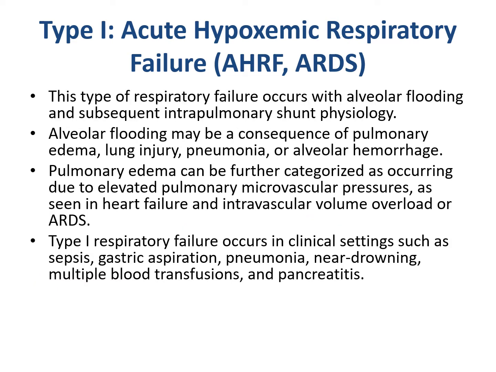This type of respiratory failure occurs with alveolar flooding and subsequent intrapulmonary shunt physiology. Alveolar flooding may be a consequence of pulmonary edema, lung injury, pneumonia, or alveolar hemorrhage. Pulmonary edema can be further categorized as occurring due to elevated pulmonary microvascular pressures, as seen in heart failure and intravascular volume overload, or ARDS. Type 1 respiratory failure occurs in clinical settings such as sepsis, gastric aspiration, pneumonia, near drowning, multiple blood transfusions, and pancreatitis.